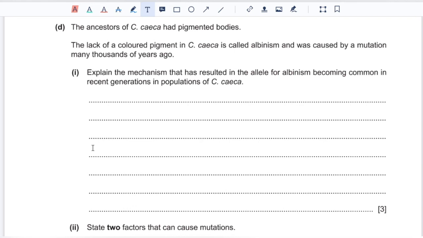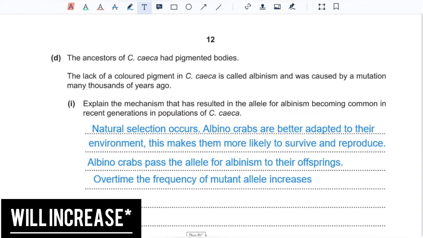of C. cica. So if a particular phenotype becomes more common in a population over many generations, it is because of natural selection. So natural selection will favor the survival of the organisms that are better adapted to their environment. And so here the albino crabs are better adapted to their environment, which makes them more likely to survive and reproduce. As a result of this, they'll be able to pass the allele for albinism to their offsprings, and over time and many generations, the frequency of the mutant allele will increase.